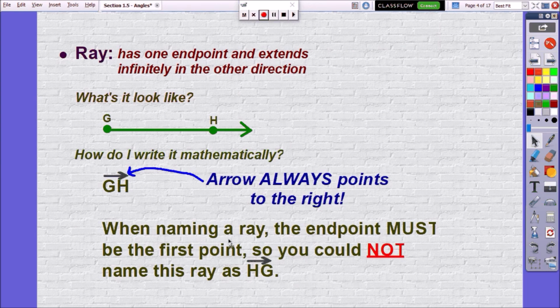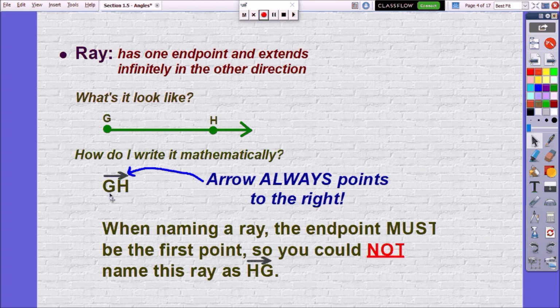It will matter. And so when naming a ray, the end point, in this case G, must be the first point. So we could not name this ray HG, because that is saying that H is the end point and G is where it runs off to infinity and beyond with Buzz Lightyear. But it doesn't here, okay? So that'd be funny. I need a little Buzz Lightyear character where it goes off to infinity.